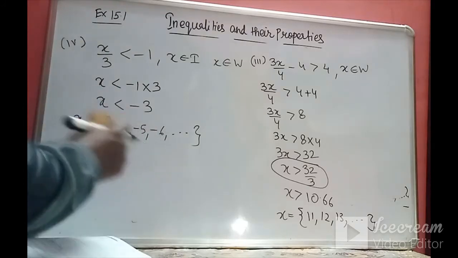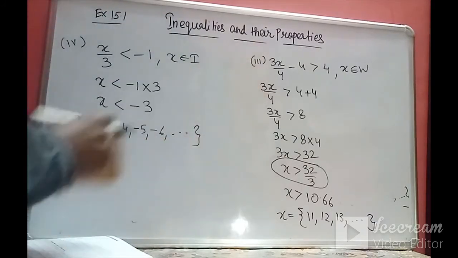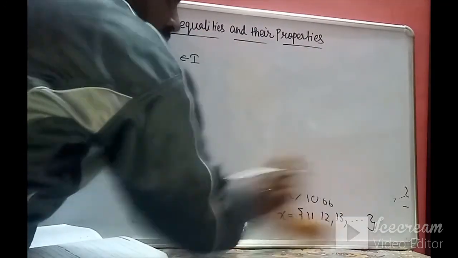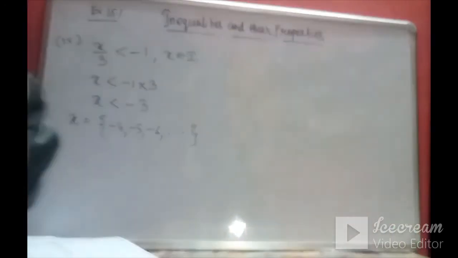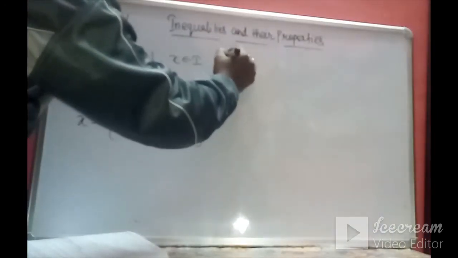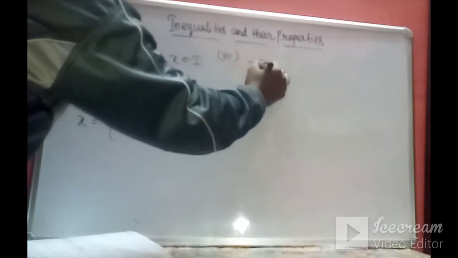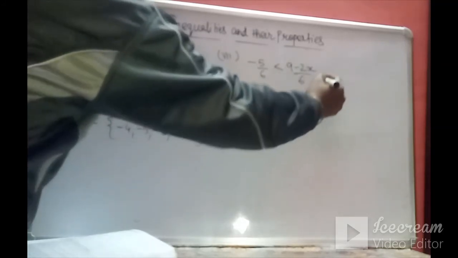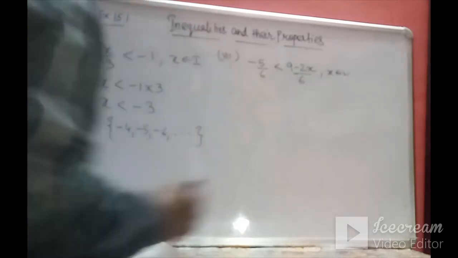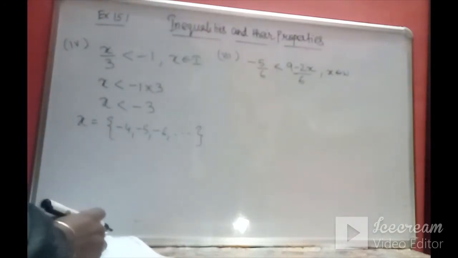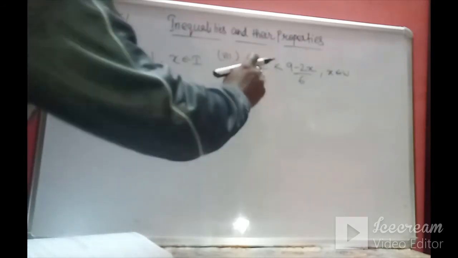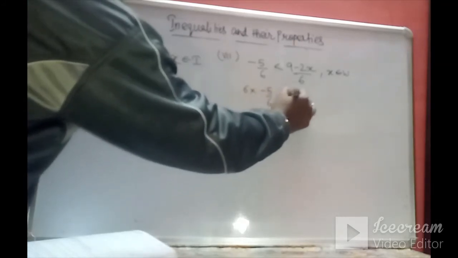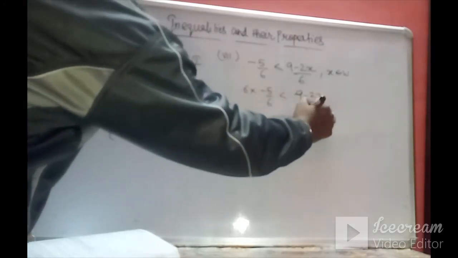Then let's see one more question before ending this. So the question is like this: -5/6 < (9 - 2x)/6, where x belongs to whole number. Now see what I am going to do: I am going to multiply both sides by 6, and since 6 is a positive number, the inequality sign will not change.